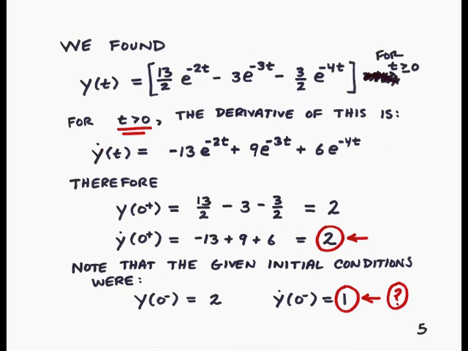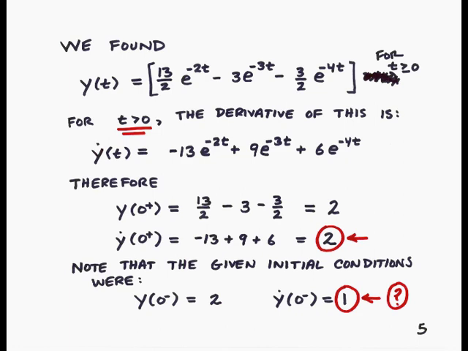I'm now going to take the derivative of this for any time greater than 0, where the signal will be continuous. And so I find y dot of t is minus 13 e to the minus 2t plus 9 e to the minus 3t plus 6 e to the minus 4t. And now I'll find y and y dot at time 0 plus. So y at time 0 plus, plugging in 0 plus into the top expression for y of t, I find that to be 2. And y dot at time 0 plus, plugging into the expression for y dot, I find that to be 2 as well.